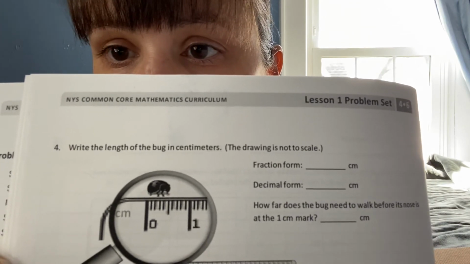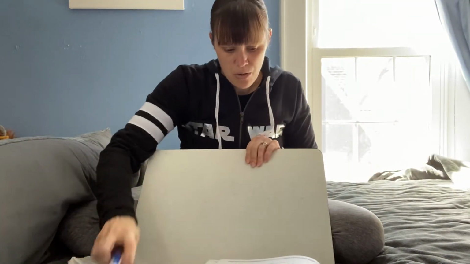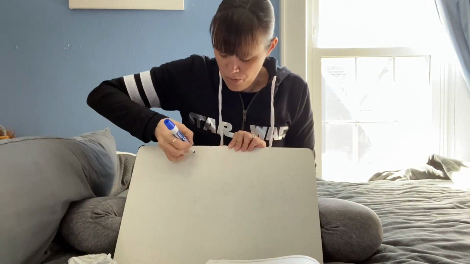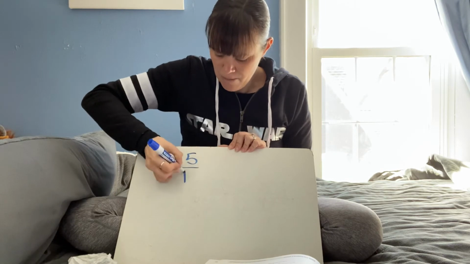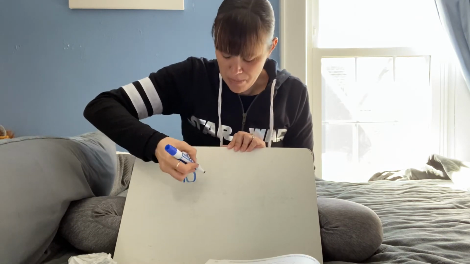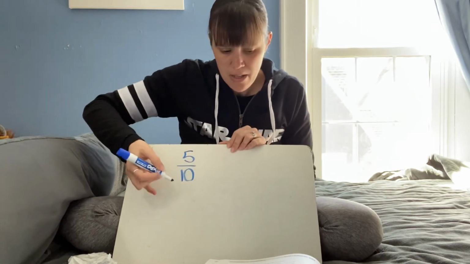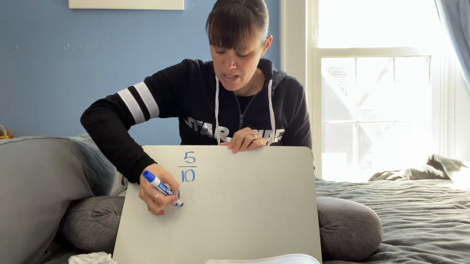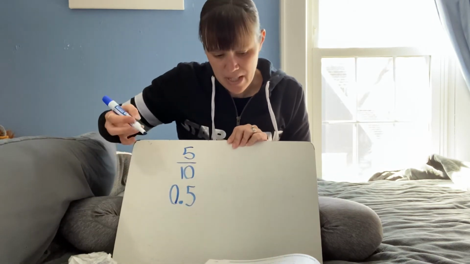You see where the ladybug ends? It ends pretty much at the 5/10 line. You could say 6/10, but I think it's 5/10. So they want us to write it in fraction form. So that would be 5/10 of a centimeter, and it already has it labeled centimeter. To write it in decimal form, there's our 5/10.